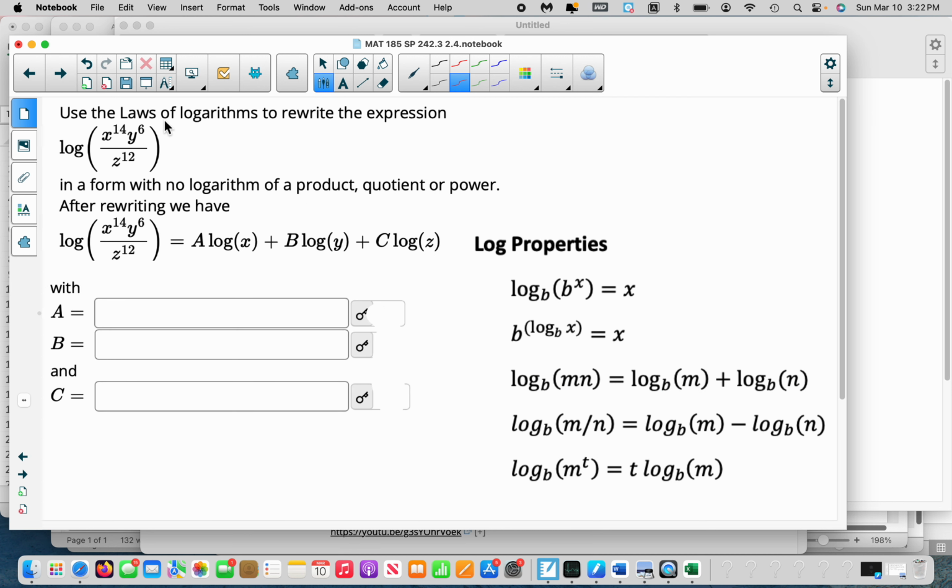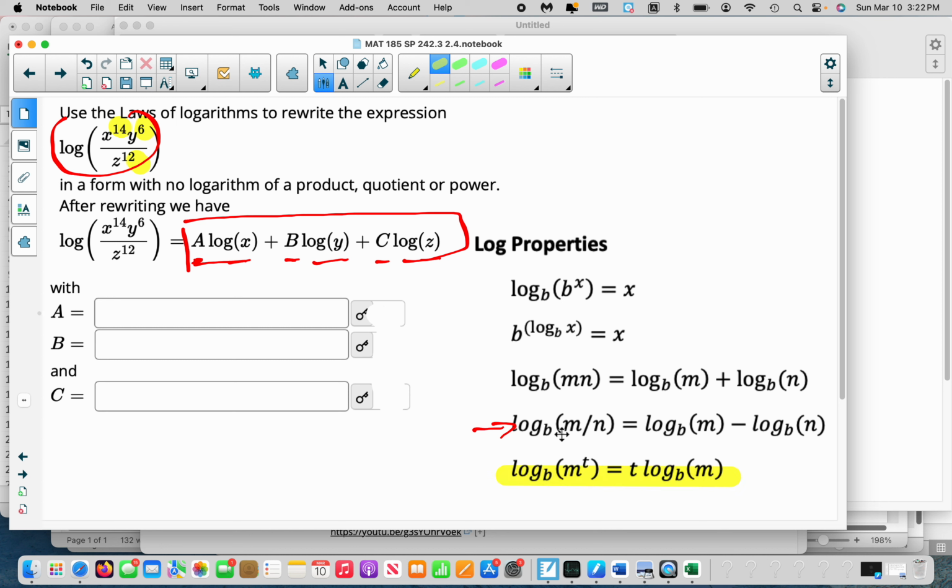So again, it says use the laws of logarithms to rewrite this whole expression here. And it wants it in this form where I'm going to have some coefficient times the log of x, a coefficient times the log of y, a coefficient times the log of z. So that's kind of a hint to us. We know that it should be in this form when we reduce it out. So we have a couple things going on. We have a quotient, so I know I'm going to use this quotient rule, and then I notice that I also have powers here, right? So I'm going to also want to use this log property down here. Okay, these two. So let's take care of the quotient first.